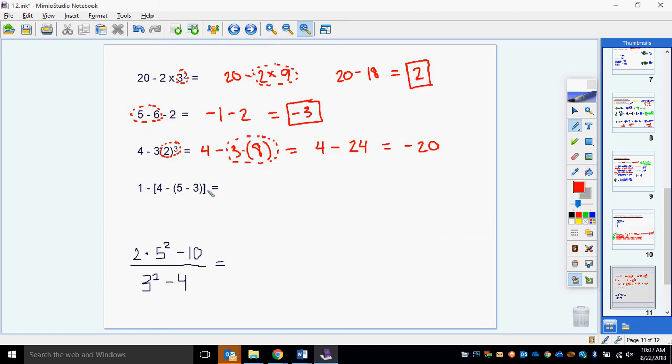So I have my brackets, but within my brackets I have parentheses. So I want to do this grouping first. Carry over everything I haven't used. 1, I haven't used the minus, I haven't used the bracket or the 4 or the minus. 5 minus 3 is 2. I haven't used that bracket. So again, I have some more grouping. I haven't used the 1, I haven't used the minus. 4 minus 2 would be 2. And 1 take away 2 is negative 1.